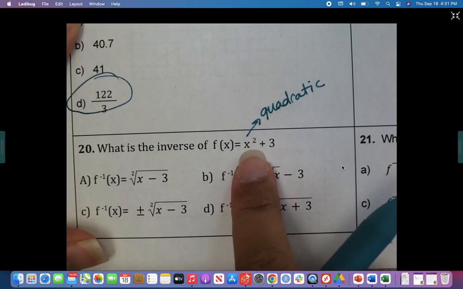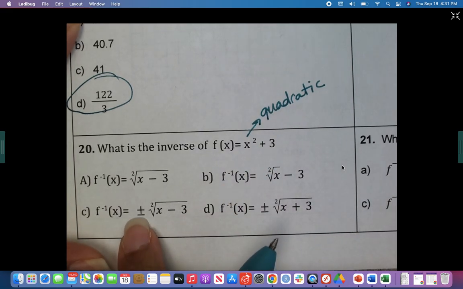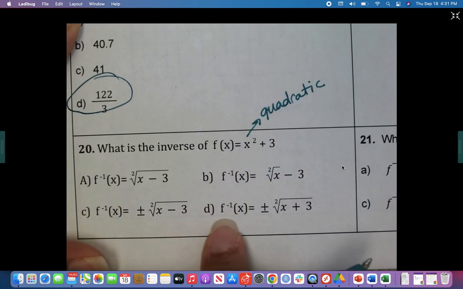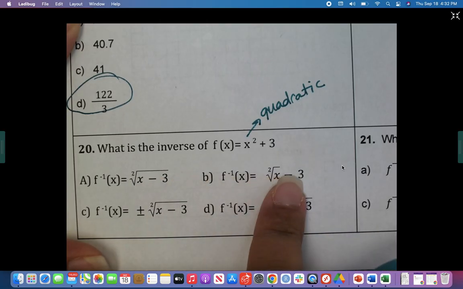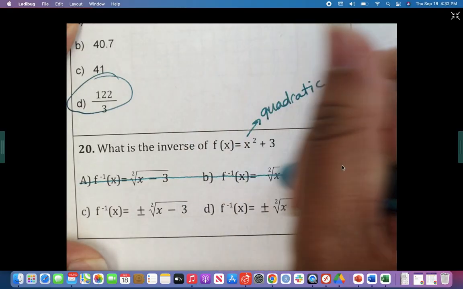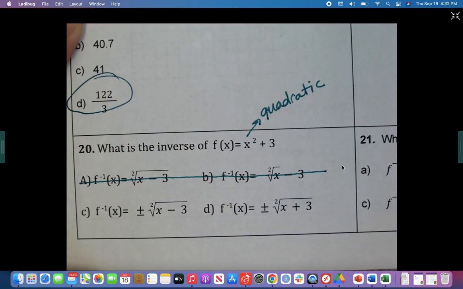Because I would have to solve this, and I would have to square root this myself to get x by itself, anytime you have to square root, you always have to put the plus or minus. So it would not be this or this because they are missing the plus or minus. So you're missing the positive and the negative radical. So answer has to be either this one or this one.